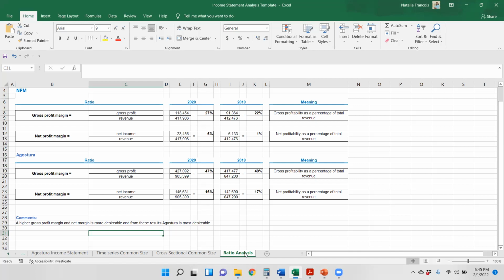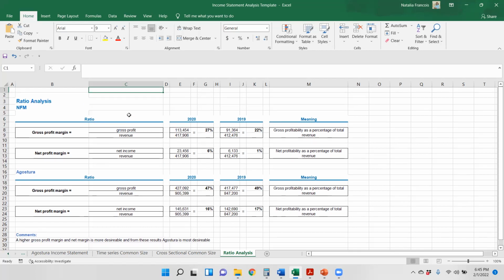So we know where to find gross profit. How do you find gross profit margin? This is the formula here: gross profit divided by revenue.